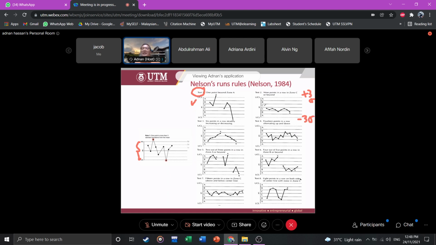So we have to study the pattern. This is a pattern inside. This is also a pattern inside the control limits. This is also a pattern. This pattern we call Nelson's runs rule, used to determine whether the process shows assignable cause or natural cause of variation.